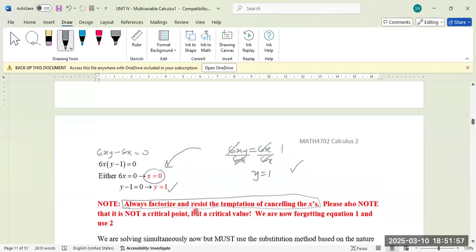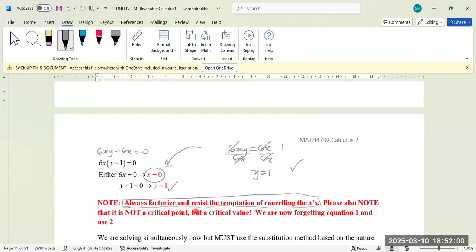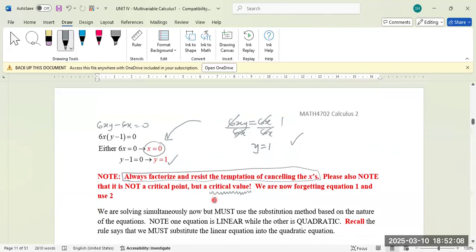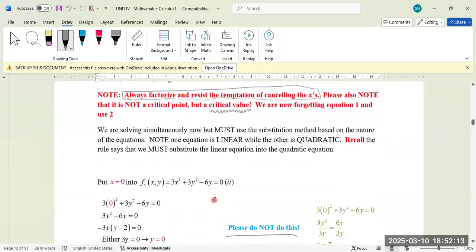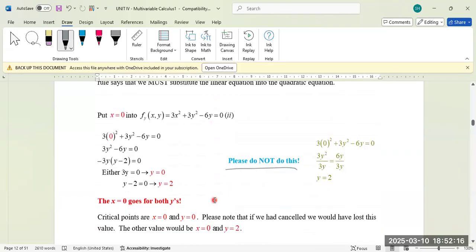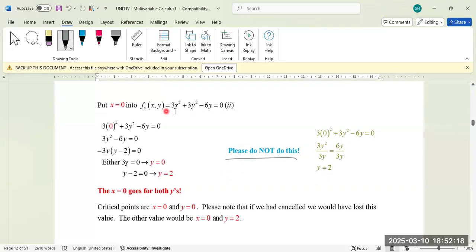So now I have two critical values. Those are my critical values. I'm going to put my x equals 0 into my f subscript y. Please note, I've already used f subscript x. I must now use f subscript y in order to finish off my calculations.